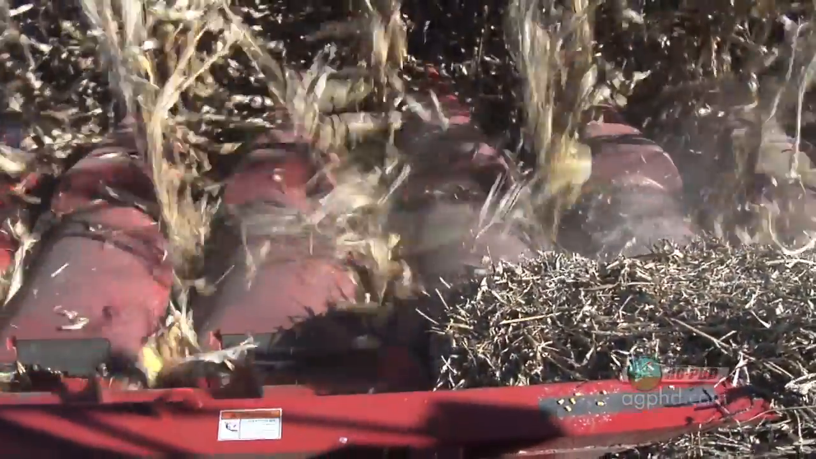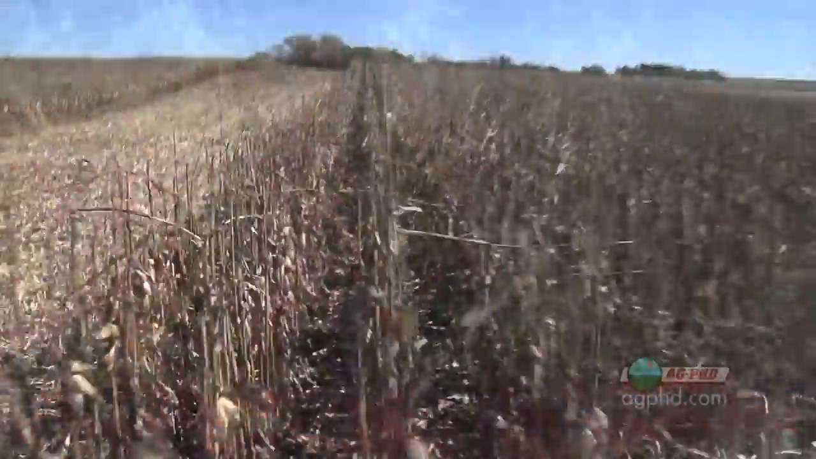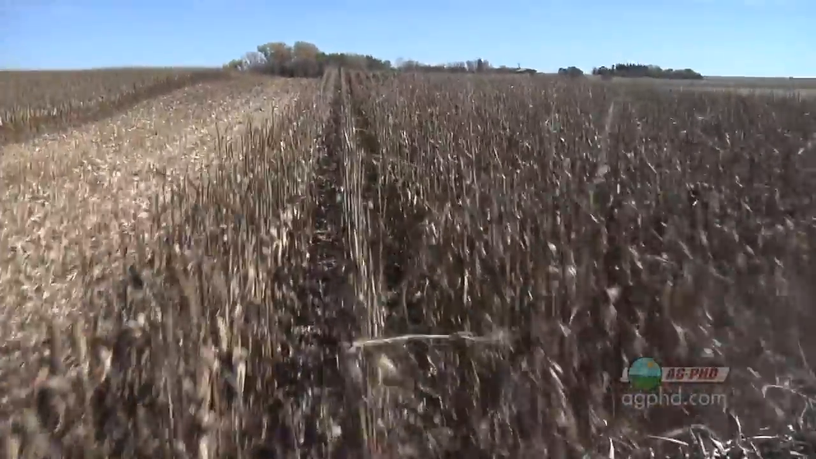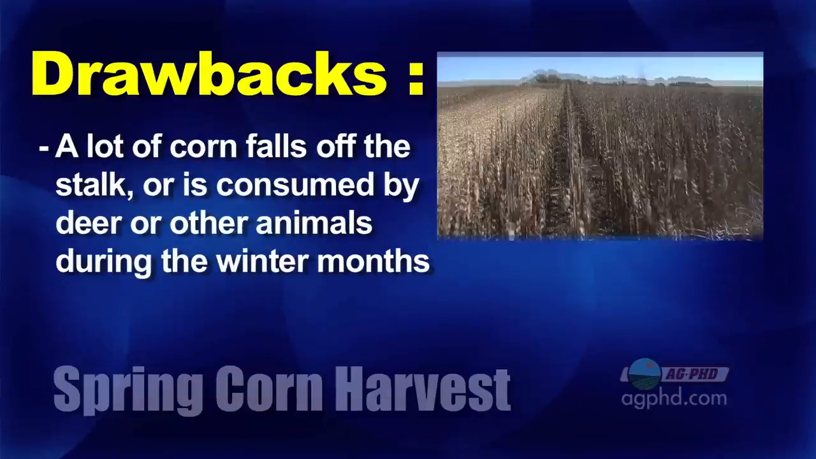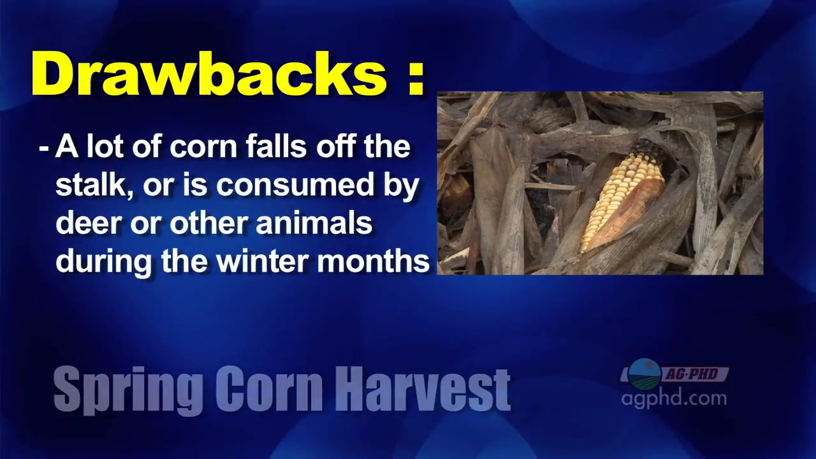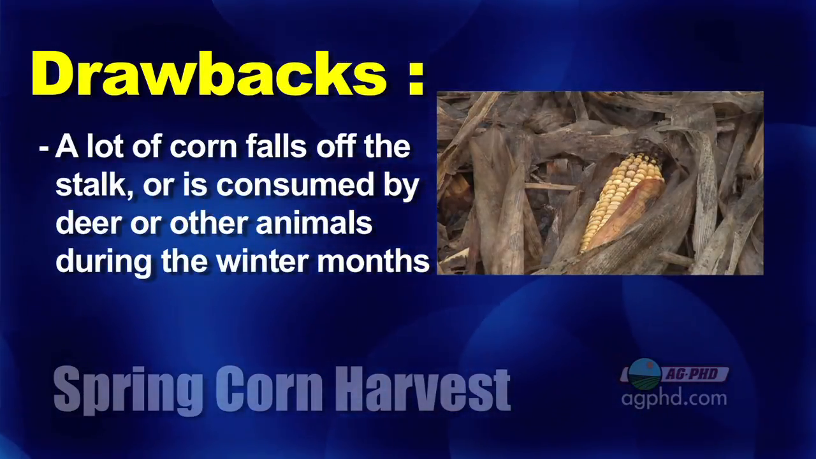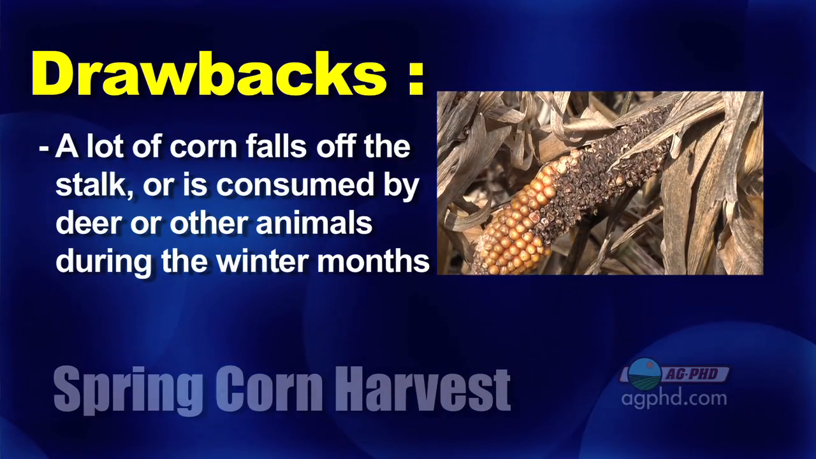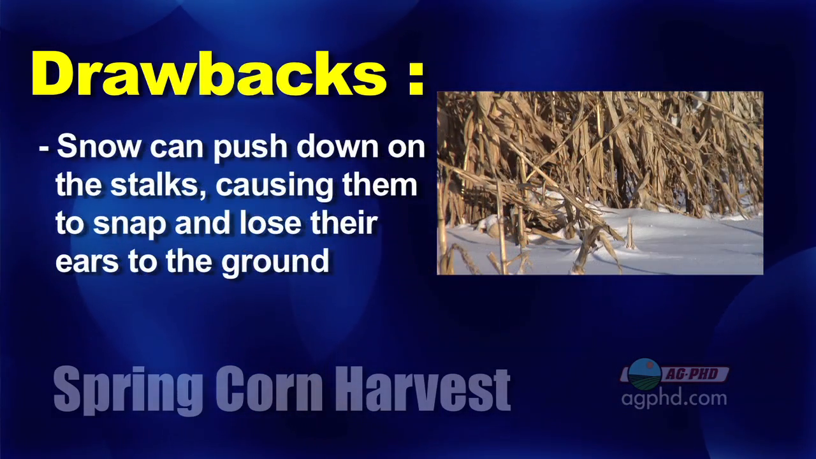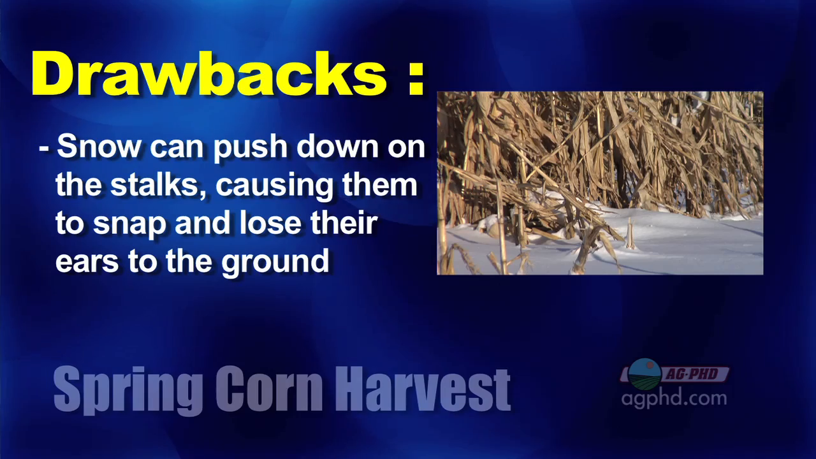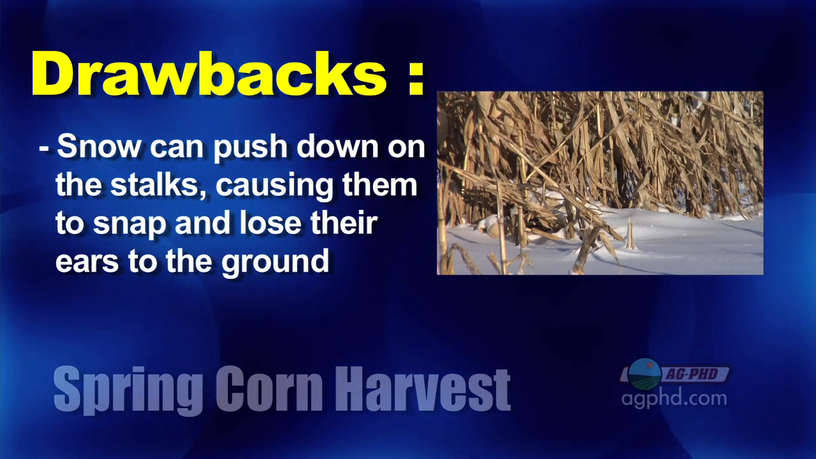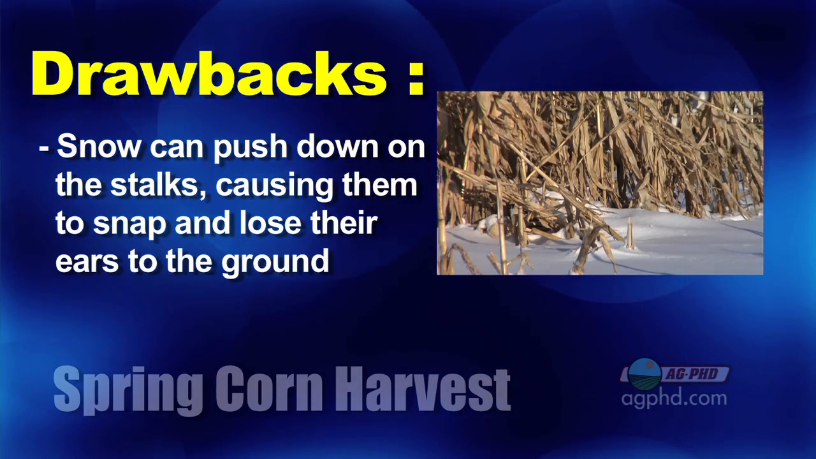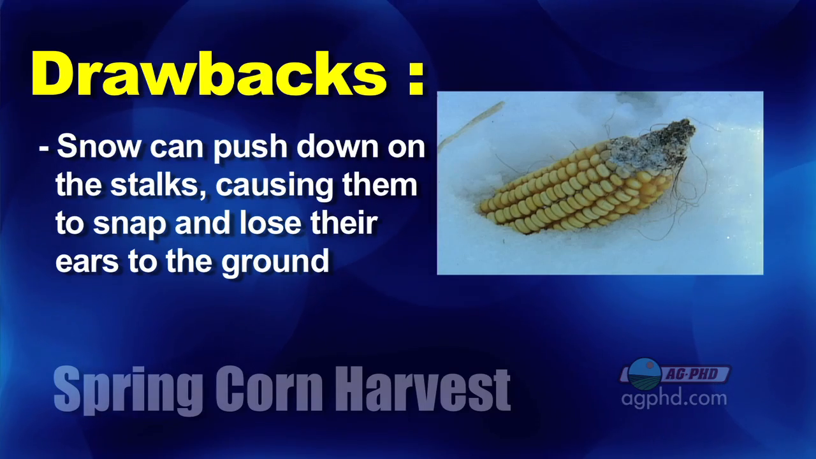But a lot of the corn that does get harvested this spring will be much drier than it was in the fall. So for a lot of farmers, you'd say, okay, well, let's just harvest it in the spring. Here are the problems with harvesting in the spring. First of all, a lot of the corn falls off or gets eaten by deer or other animals throughout the course of the winter. When that heavy snow pushes on that corn, a lot of times the corn plant will completely fall over, or the ear at least will fall on the ground. Once the ear's on the ground, it's lost. The farmer can't recover it.